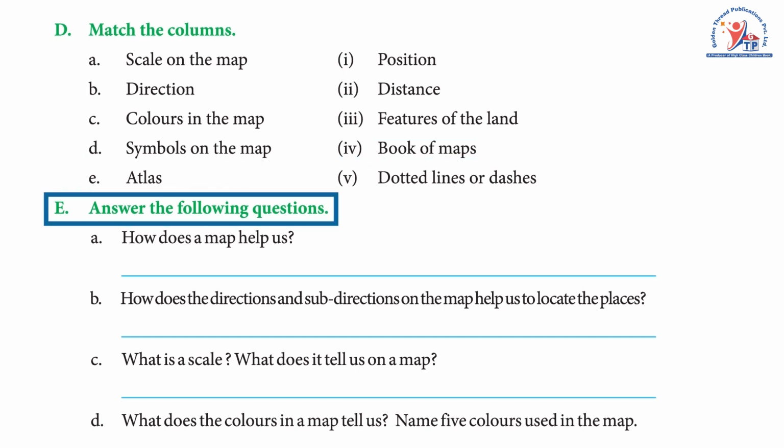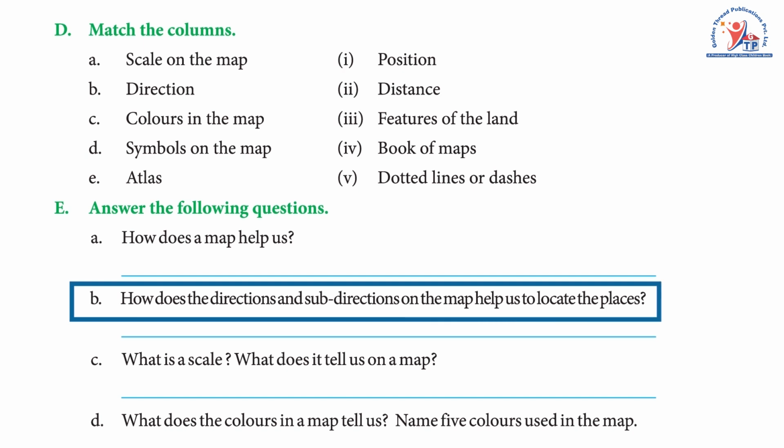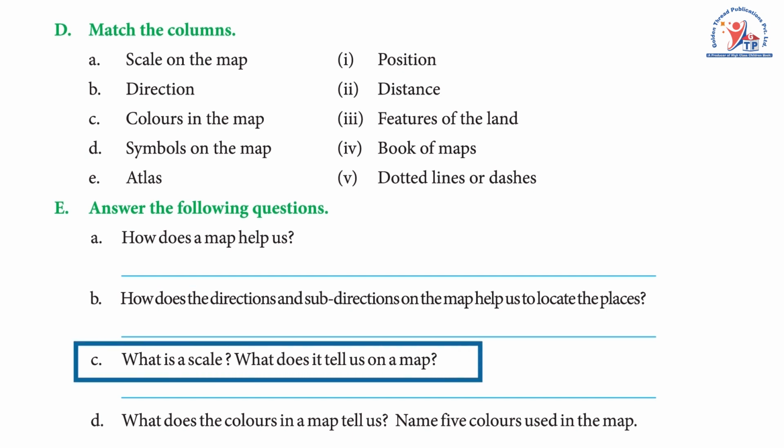E. Answer the following questions. A. How does a map help us? Answer: map helps us to see the whole of Earth's surface at one time. B. How do the directions and sub-directions on the map help us to locate the places? Answer: the directions in the map help to find the position of the place. C. What is a scale and what does it tell us on a map? Answer: every map gives the measure of distance in the form of scale in the corner of the map.